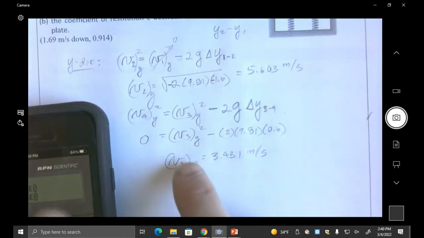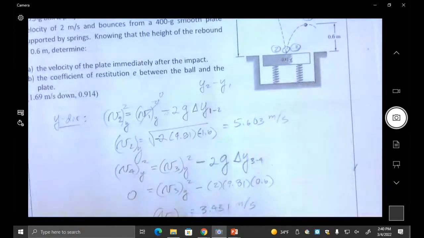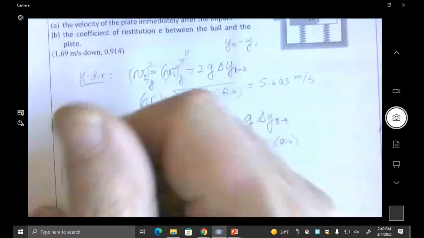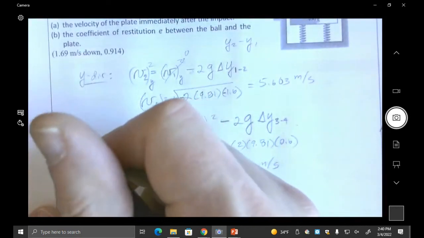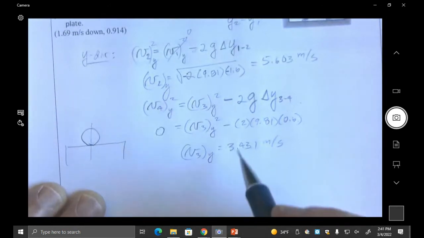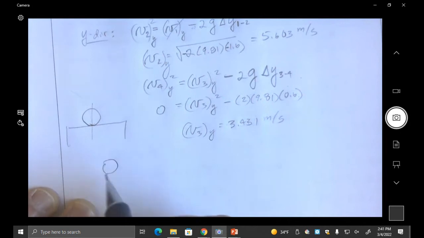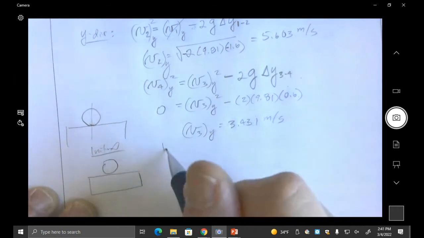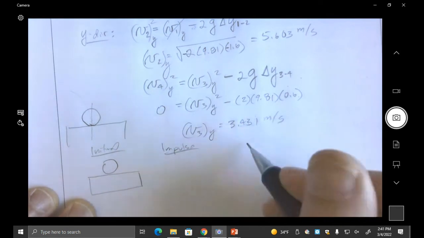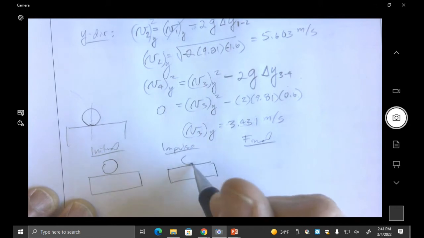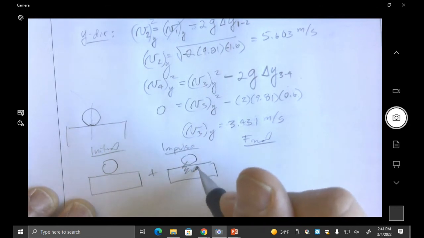Okay, so both of these are in the y direction, but they're also in the normal direction. If we were to draw the plate out right here, this is where, when this thing is coming down, it contacts, so that would be the normal. In fact, I should probably draw this thing out. So here is the initial, here's the impulse, here's final. Kaboom.